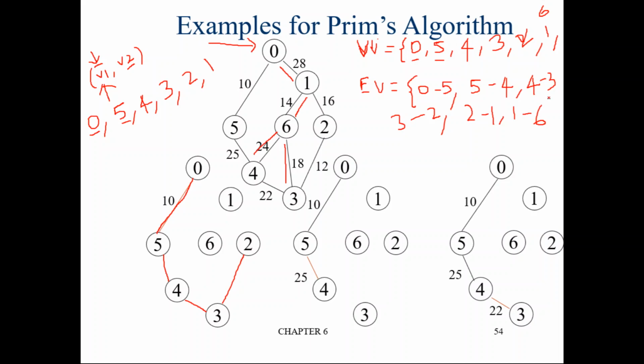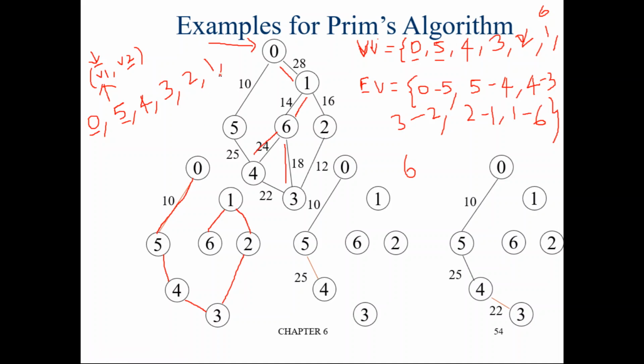Now if you see how many edges have already been added: 1, 2, 3, 4, 5, 6. And the graph contains how many vertices? 7. So already 6 edges are added. It means the spanning tree is formed: 2 to 1 was already added, now 1 to 6 you added. So you can terminate the algorithm. Otherwise, there is another way also to terminate. Otherwise you can just continue also.